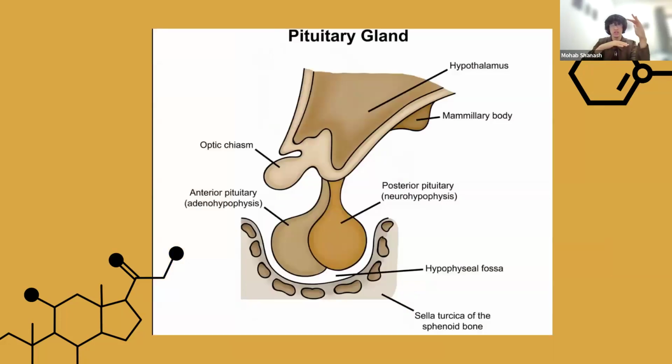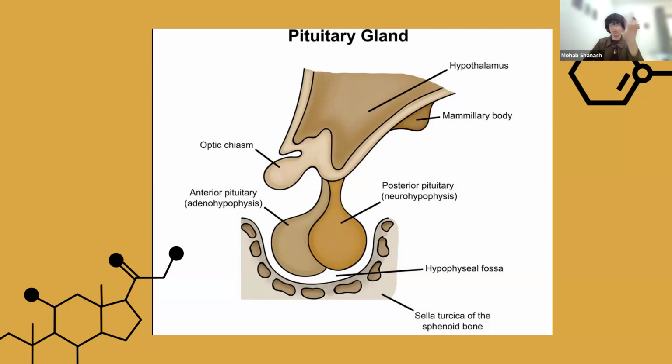Now, we should look at some relations to the pituitary. Above it, we have something called the optic chiasm. This is involved with your vision. Below it, you have something called the sella turcica. Sella turcica is basically a groove in the sphenoid bone. Sphenoid bone is part of your nose, in the roof of your nose, and that's where the pituitary sits inside of it.